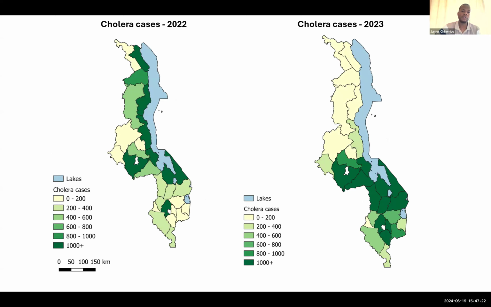A simple map like this can help you appreciate how the cholera burden has shifted between the 2 years. If you look on the northern side, there's quite a high number of cases in 2022. Then in 2023, we see pale colors showing that the burden has gone down, and mostly it has shifted to the center and south. So this is something that you can work out from the data once you have visualized it in a GIS.